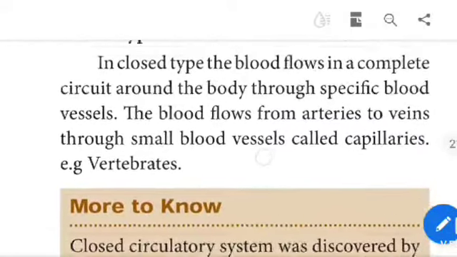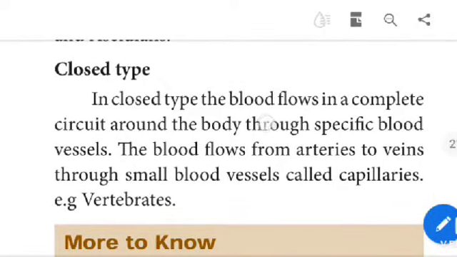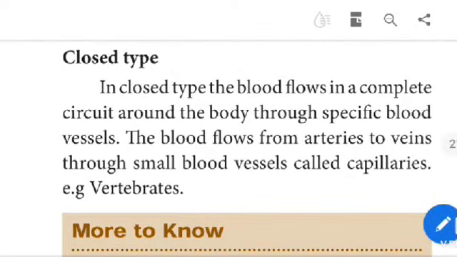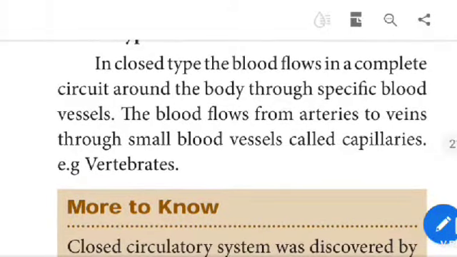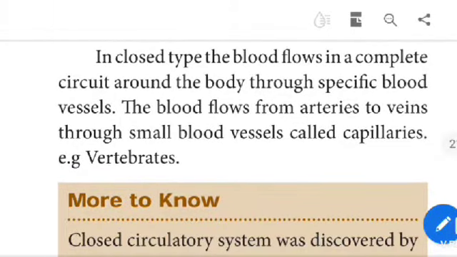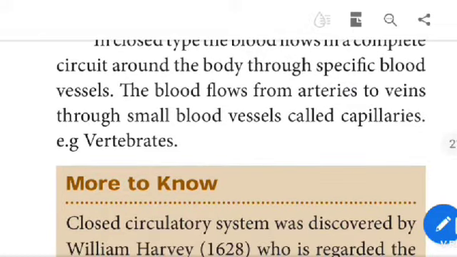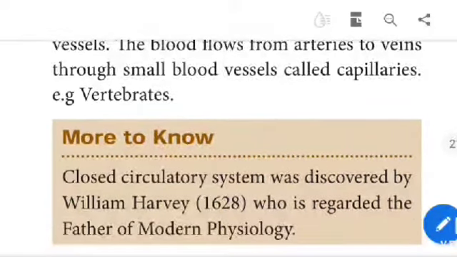Closed type. In closed type, the blood flows in a complete circuit around the body through specific blood vessels. The blood flows from arteries to veins through small blood vessels called capillaries. Example: all vertebrates.